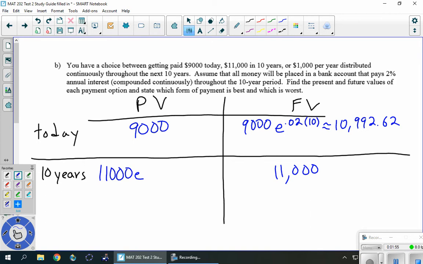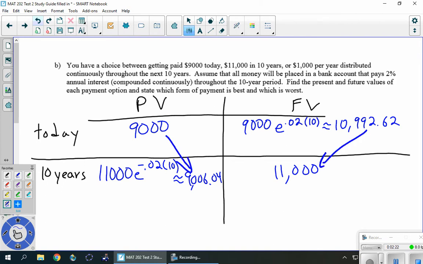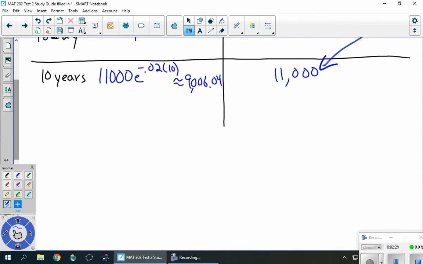So it's 11,000 e to the negative RT. And so that's negative 0.02 times 10. And if you type that into the calculator, we get $9,006.04. So of the two options, we can see that the $11,000 in the future is worth just a tiny bit more. It's worth basically $6 more today, or around $7.38 more 10 years from now. Big buck. Okay, let's take a look at the last option.